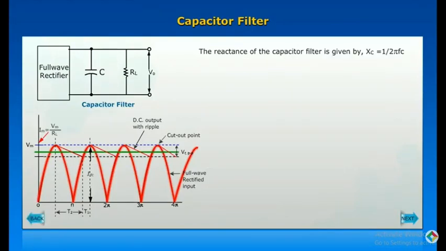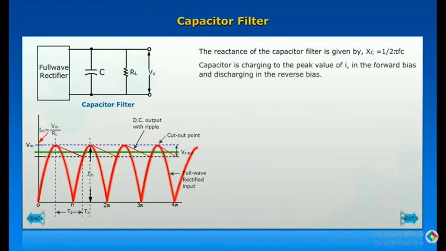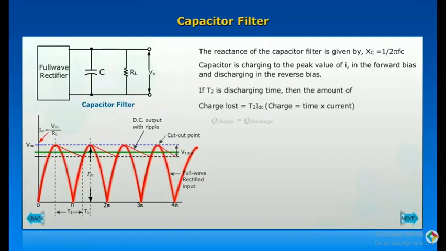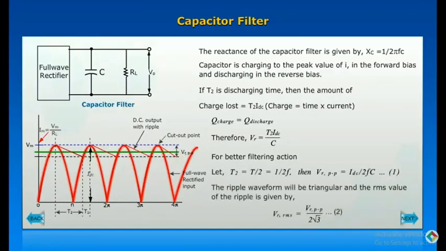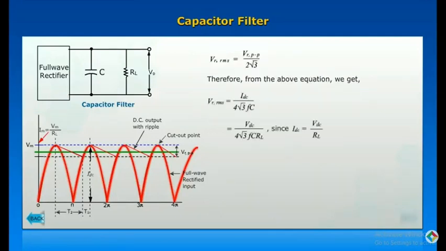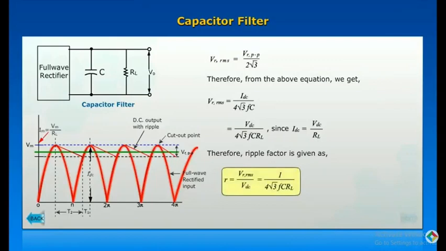The reactance of the capacitor filter is given by X_C = 1/(2πfC). The capacitor is charging to the peak value of Vm in the forward bias and discharging in the reverse bias. If T2 is the discharging time, then the amount of charge lost is equal to T2 times the average current. For better filtering action, let T2 be equal to T/2. The ripple waveform will be triangular and the RMS value of the ripple is given by the following. Therefore, from the above equation we get the ripple factor of the capacitor filter as follows.